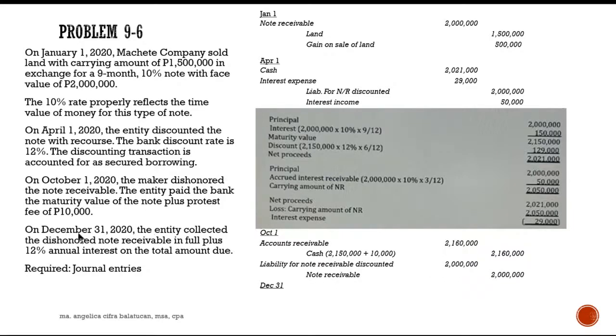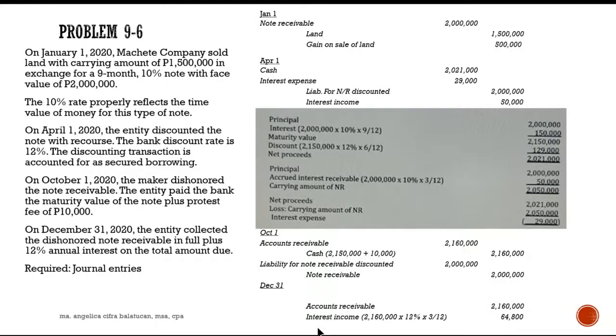So we have the correction on the date for this one. So this is supposed to be December 31, okay, and not December 1. So December 31, the entity collected a dishonored note receivable in full plus 12% annual interest. So since the duration is from October 1 until December 31, so our interest will be good for 3 months, October, November, December 31. Okay, so credit accounts receivable, 2,160,000. This is being closed, kaya na-collect naman nato.